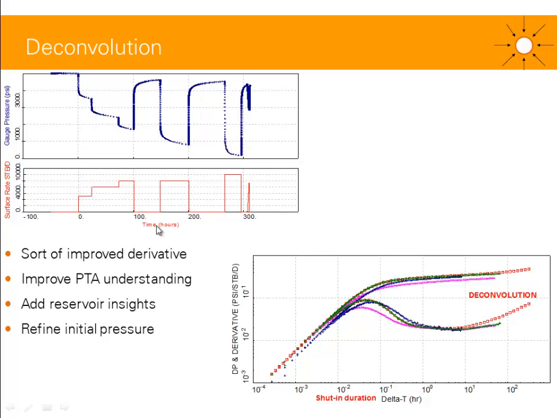Okay, so in this case, we've got 300 hours. And now you see a deconvolved response, which is developed over, here we've got 100, 200, 300 hours on the log scale. Okay, so now you see further away from the well, and you can add reservoir insights. As well, without entering too much into details, deconvolution will help you to refine the initial pressure. As for any other tool, deconvolution has some limitations. Okay, so you need a bit of expertise to recover reliable deconvolution.